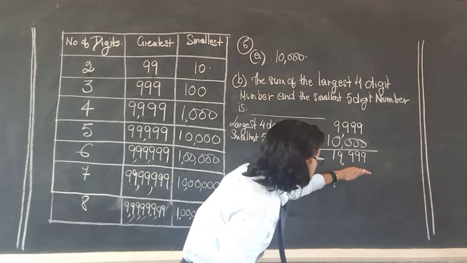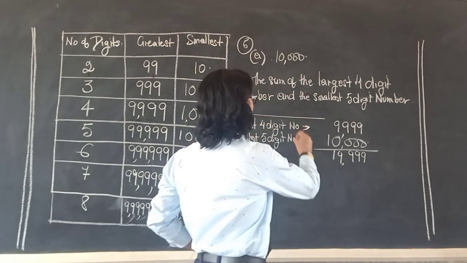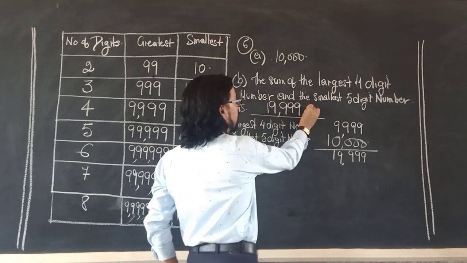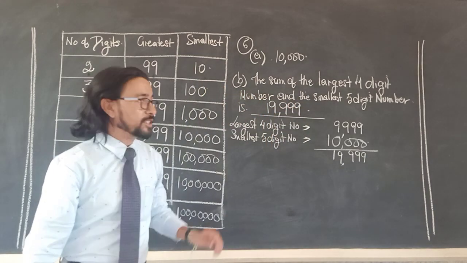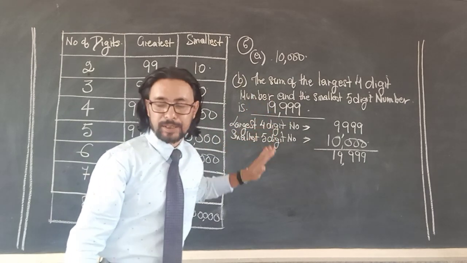19,999. Now when I've got this answer, 19,999, this 19,999 now comes in the fill in the blank. So that's how this particular fill in the blank has to be done.